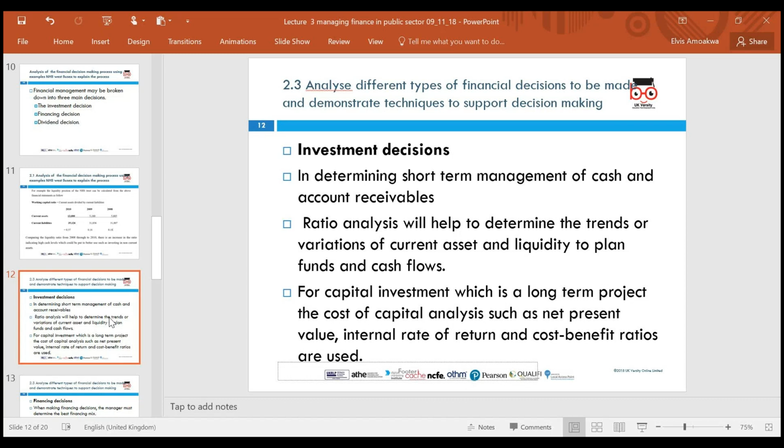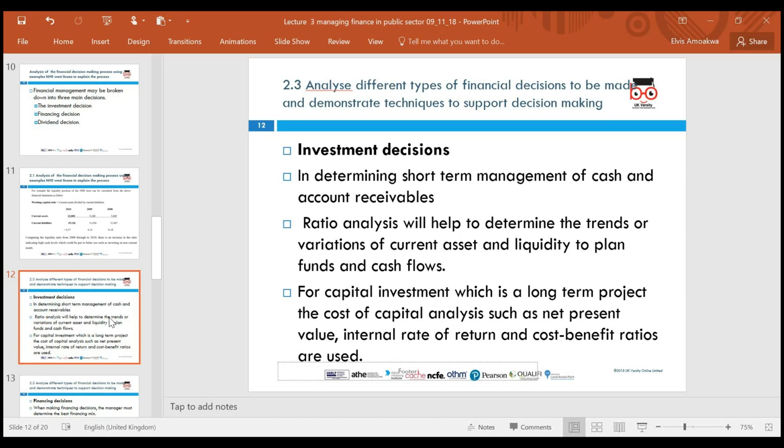For other public sector organizations, for investment in long-term projects, you wouldn't use ratio analysis, but you use what is called cost of capital analysis. And we will look at the net present value, internal rate of return, and cost-benefit ratio. These are some of the tools that will be used, right? So one of the ways of making decisions is when you are making investment.